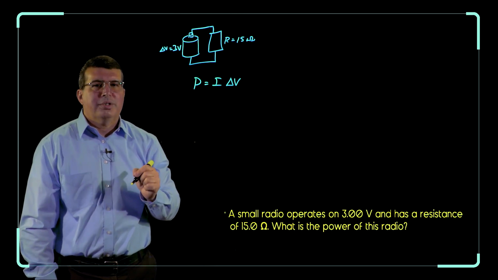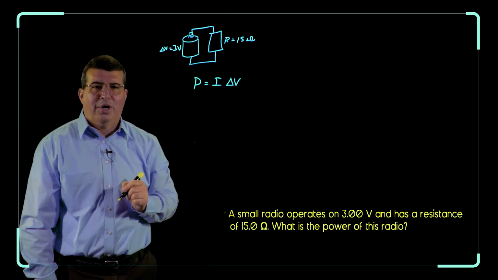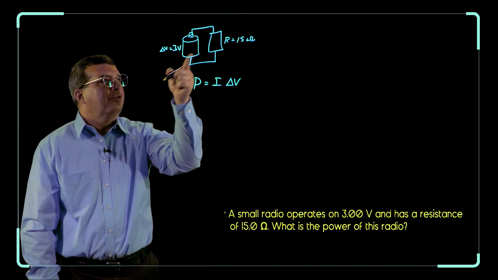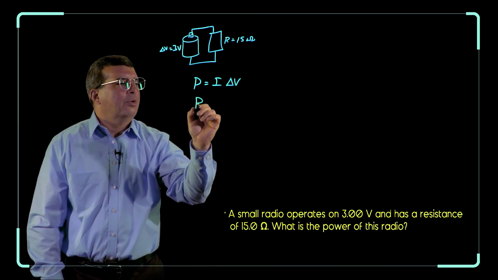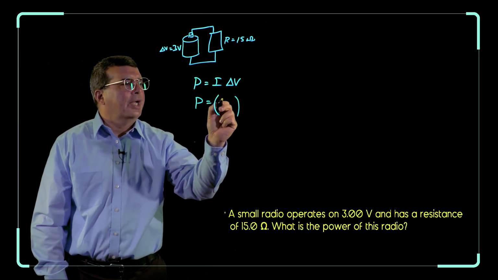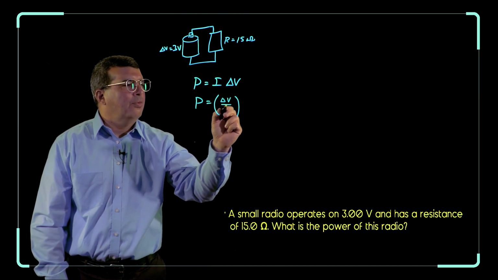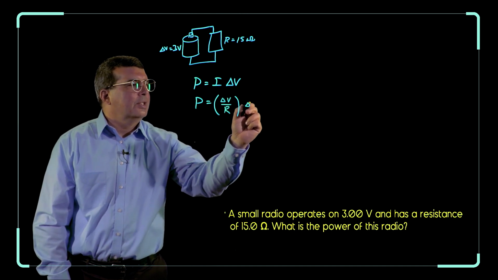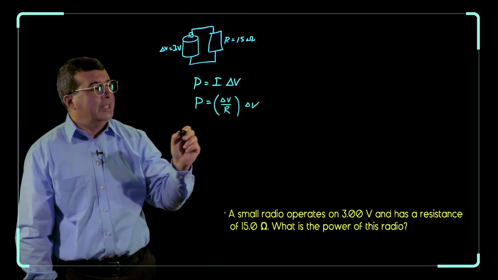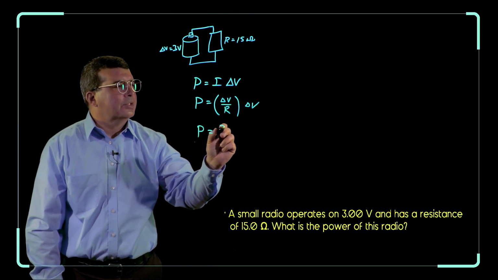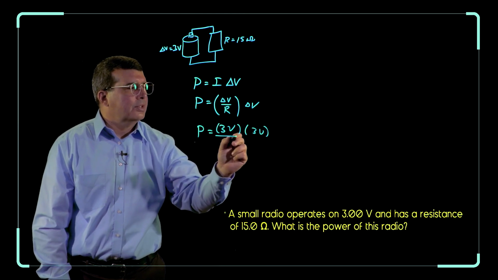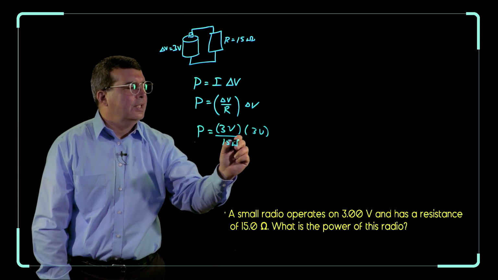Well, for the current, we can use Ohm's law. We can figure out the current that flows through the radio because we know the voltage and the resistance. So power, in place of current, I can write change in voltage over resistance, and then times change in voltage. So now I have everything I need. Power is 3 volts times 3 volts divided by 15 ohms.